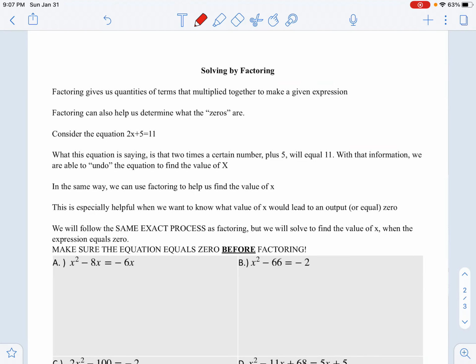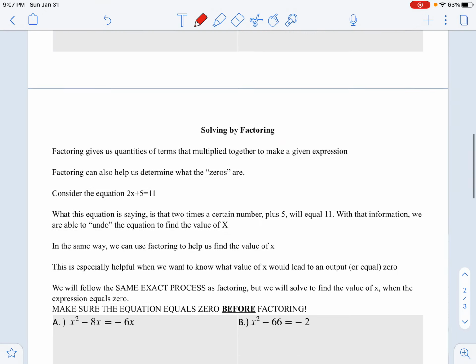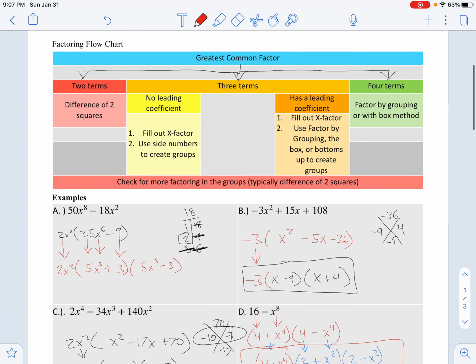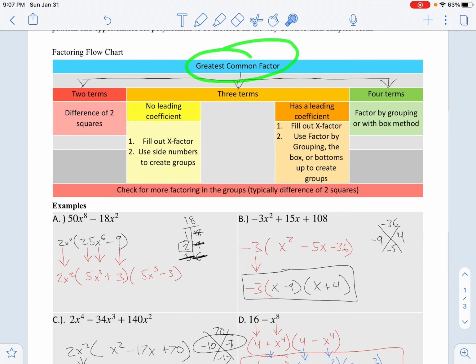All right, this is part 2 of 7.6. So we already talked about factoring completely. That would be following this chart, looking for the greatest common factor, seeing if there are 2 terms, 3 terms, or 4 terms, and then doing the appropriate factoring for each.